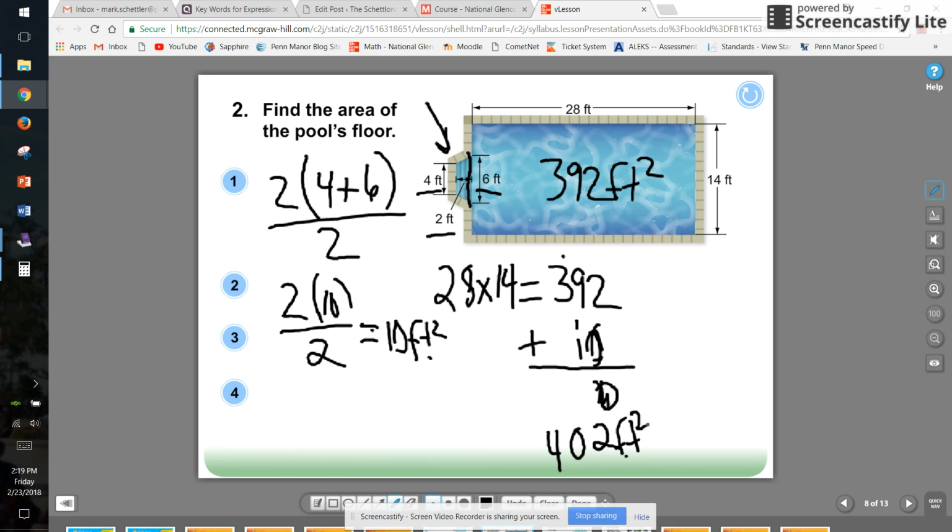Ladies and gentlemen, that's how you do composite figures. We're doing some more practice on Monday. Ladies and gentlemen, that's geometry.